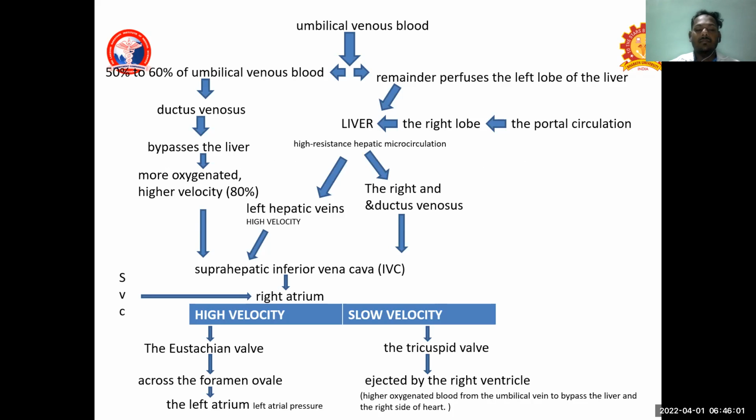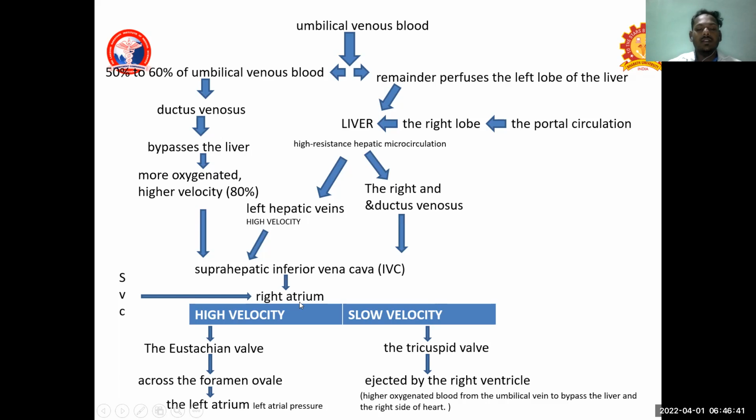So this is the flow diagram depicting all the processes involved in the fetal circulation. The blood enters into the umbilical venous system. Around 50 to 60% of the umbilical venous blood enters the ductus venosus and bypasses the liver, carrying more oxygenated high velocity blood, which joins with the left hepatic vein and suprahepatic inferior vena cava.